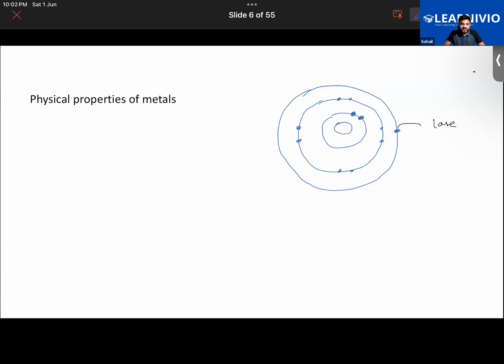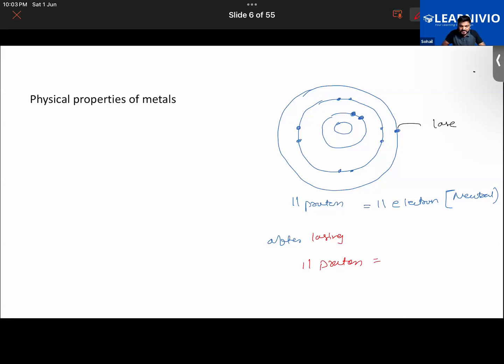Before it lost this electron, it had 11 protons and 11 electrons. After losing, what happened? At that time, was it neutral? Yes, sir, because the number of electrons and protons were equal. Now, after losing, what happened? The number of protons is not going to increase or decrease. It always remains the same.